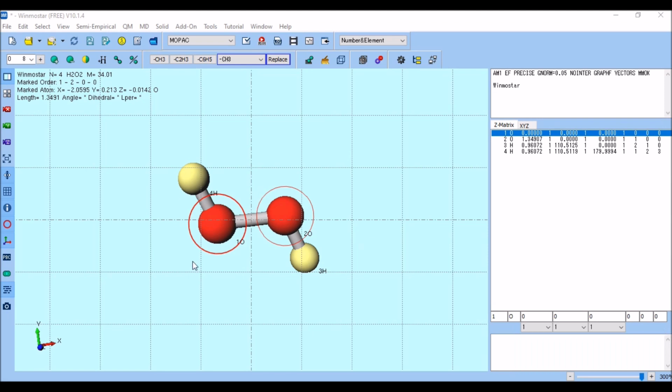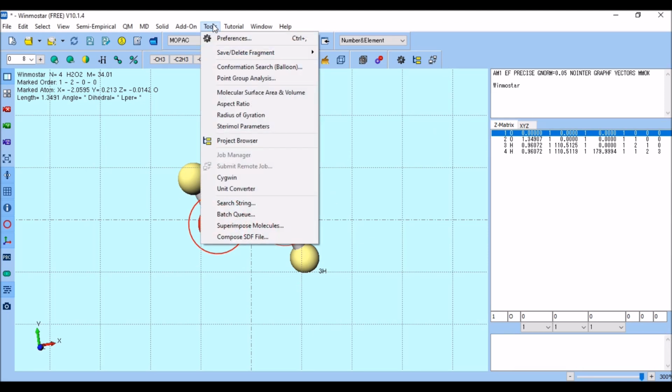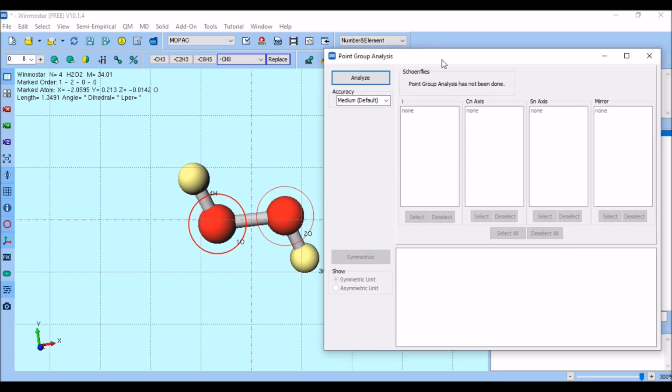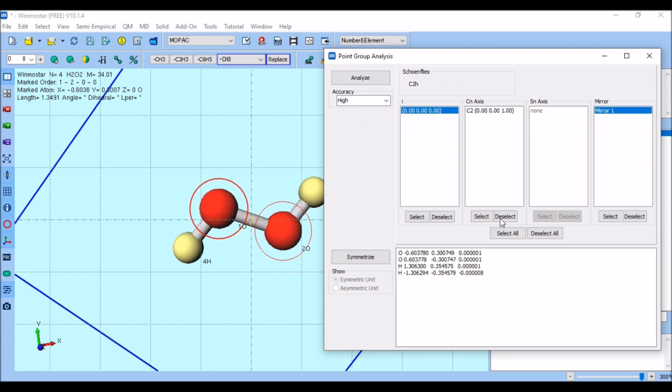So now go to your Winmostar and draw hydrogen peroxide. You see the Z matrix on your right side. Now click tools. I'll analyze the point group now. Let us see. It displays the Schoenflies notation. Click high accuracy and click analyze. Yes, you see the point group.